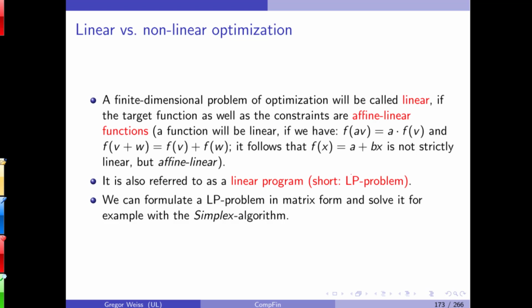Now, we can also differentiate between linear and nonlinear optimization. If the objective function is linear, things are quite easy. So a finite dimensional problem of optimization will be called linear if the objective function as well as all constraints are affine linear functions. Now if you have studied the bachelor's degree here at Leipzig, you will probably know this. This is not standard curriculum at all German universities, at least in case someone not from the math department does the math lectures.